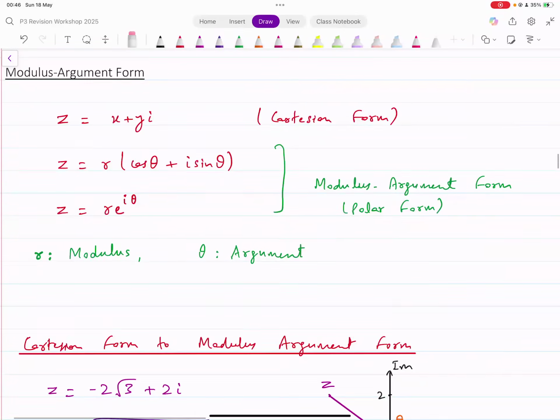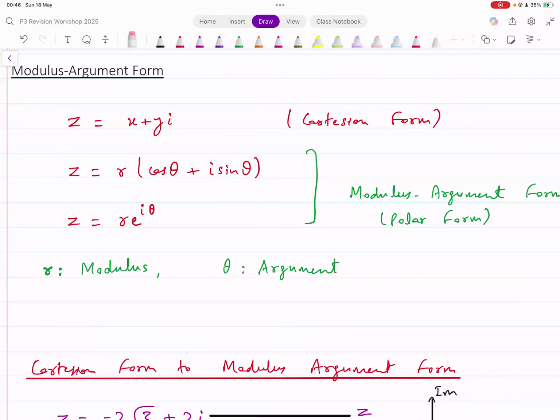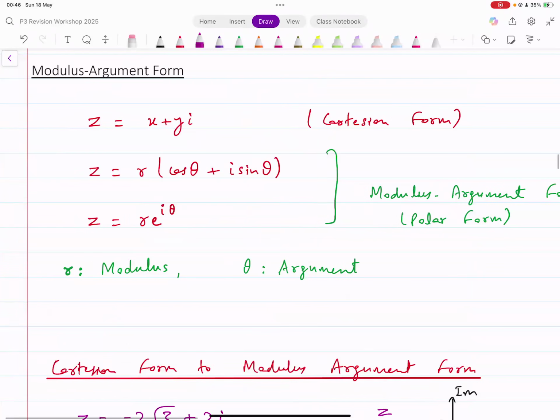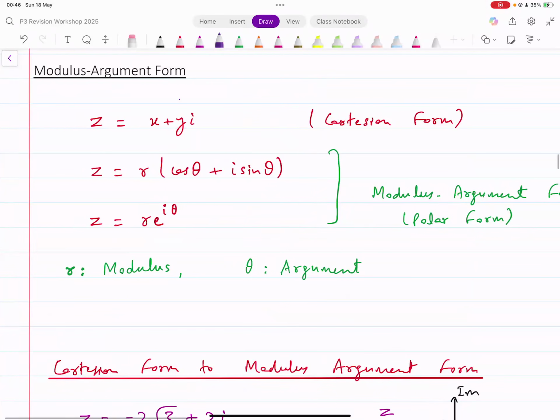Now, using modulus and argument of a complex number, we actually get two other forms of complex numbers, and we call them modulus argument form, or sometimes polar forms as well. Now, what are these forms? This was the Cartesian form, the first one that we did already, x plus y iota. There are two other forms of writing complex numbers that you need to remember. They're not given in the formula sheet. They're standard forms that you need to memorize.